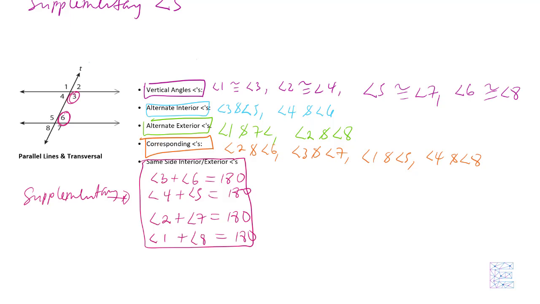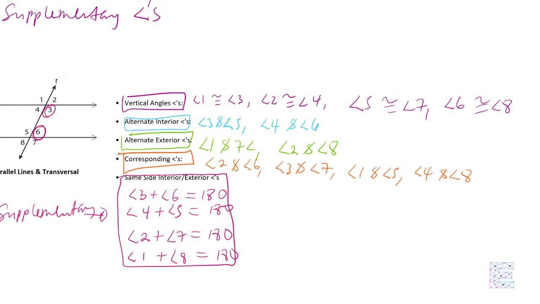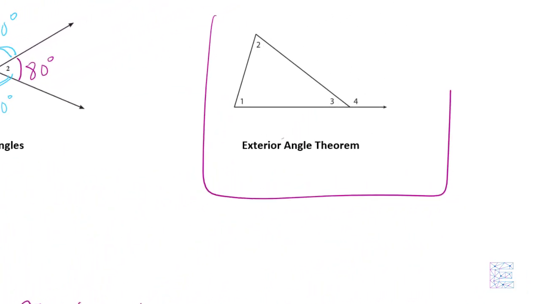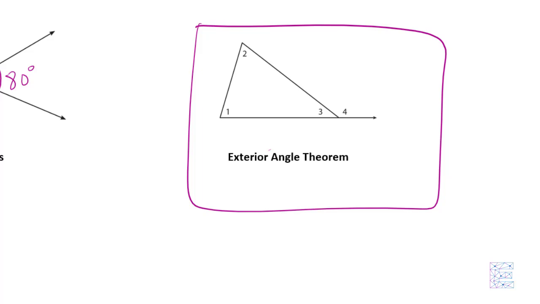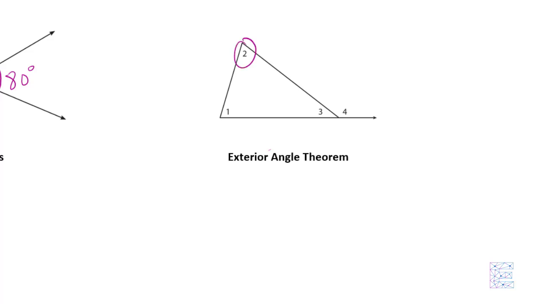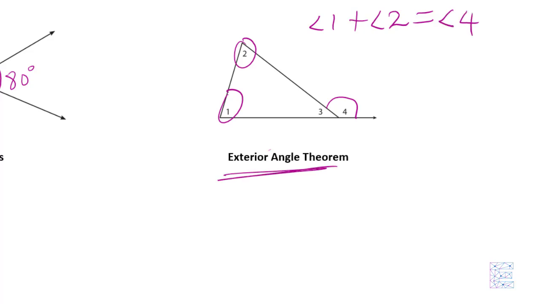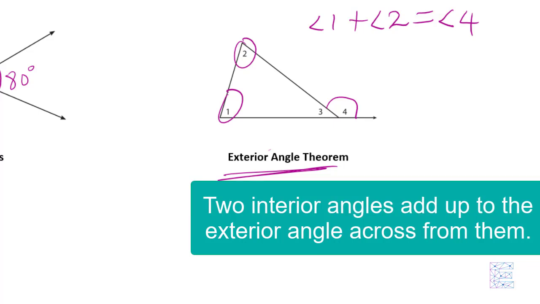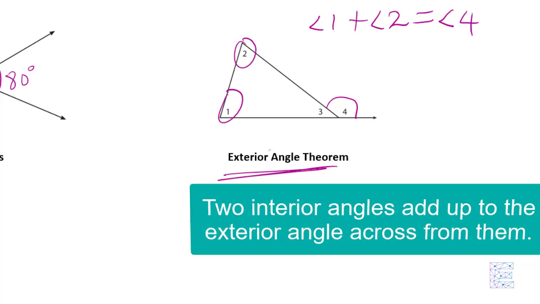Now, one last concept I'd like to introduce as far as lines and angles are concerned is the exterior angle theorem. And this theorem tells you that if you took two angles that are inside of a triangle and added them together, in this case it would be angle 1 plus angle 2, they're going to equal the external angle that is across from them. So they would equal angle 4. And that's called the exterior angle theorem. Two interior angles add up to the exterior angle across from them.